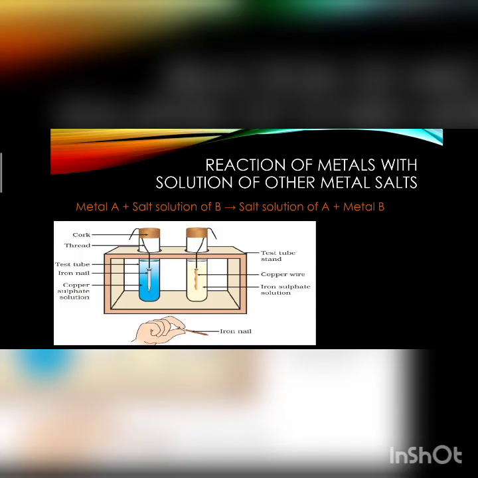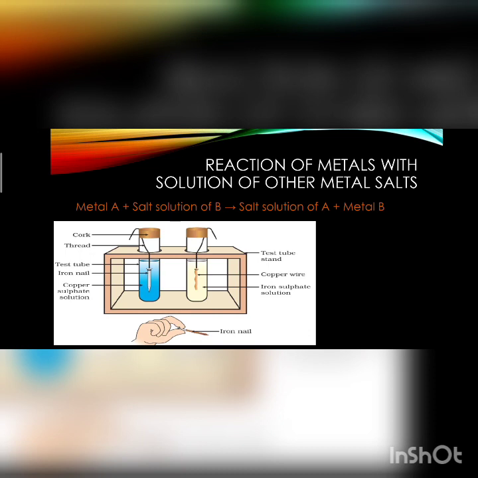The reason behind that is nothing but reactivity. Yes, iron is more reactive than copper. That is why it displaces it from its salt solution. Here's the basic reaction. Metal A plus salt solution of B gives salt solution of A plus metal B. Here, if A displaces B from its solution, then A is more reactive than B.